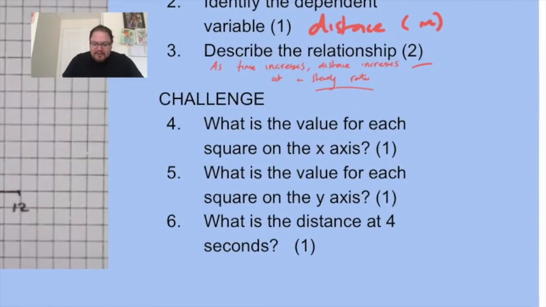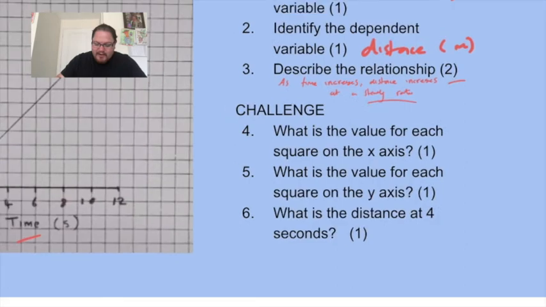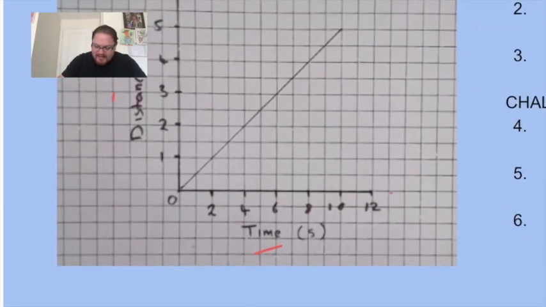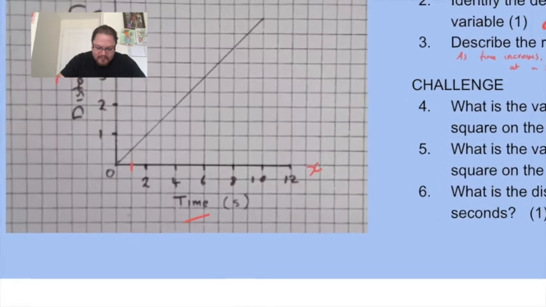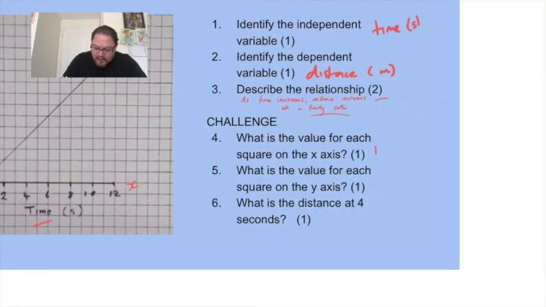I've also given you a challenge here. What is the value for each square on the x-axis? Well, this is the x-axis. It looks to me like each square is worth 1, because 2 squares is worth 2. So I'm going to say it's 1. And what's my time measuring? Seconds. So 1 second. Fancy that.